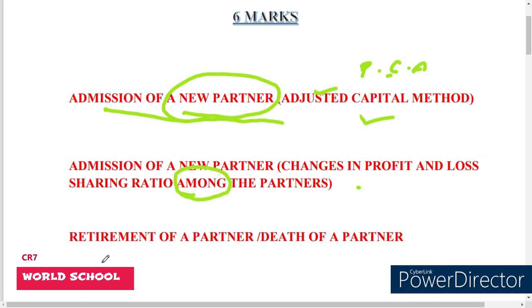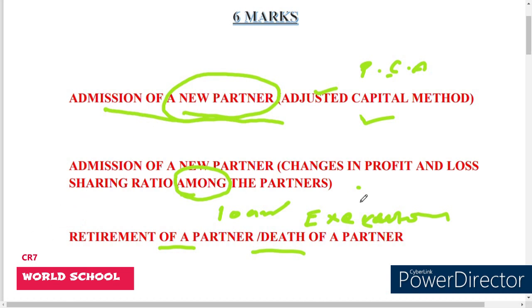And retirement of a partner, the very next chapter. So all this falls in reconstitution of the partnership firm: admission of a partner and retirement of a partner. Sometimes they may ask in death of a partner also, by creating the executor's account. And not only executor's account, for retirement of a partner they may also ask by creating a loan account. So these areas are there. Definitely the board will ask the 6 marks from this area only.